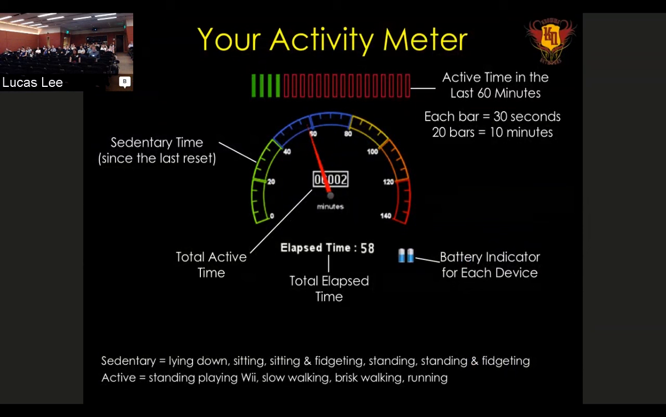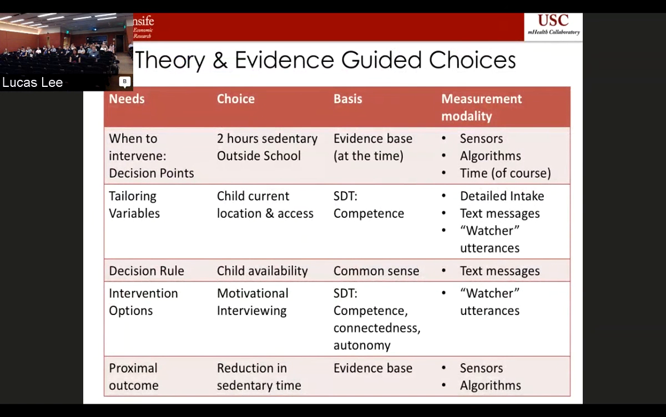We had at the time personalized algorithms for each kid, which is a rabbit hole I wouldn't go down again. They all came into the lab. We knew if they were standing, sitting, lying down, fidgeting. They were pretty good. I have a wonderful confusion matrix I won't show you. We made some theory and evidence guided choices in this just-in-time adaptive intervention.